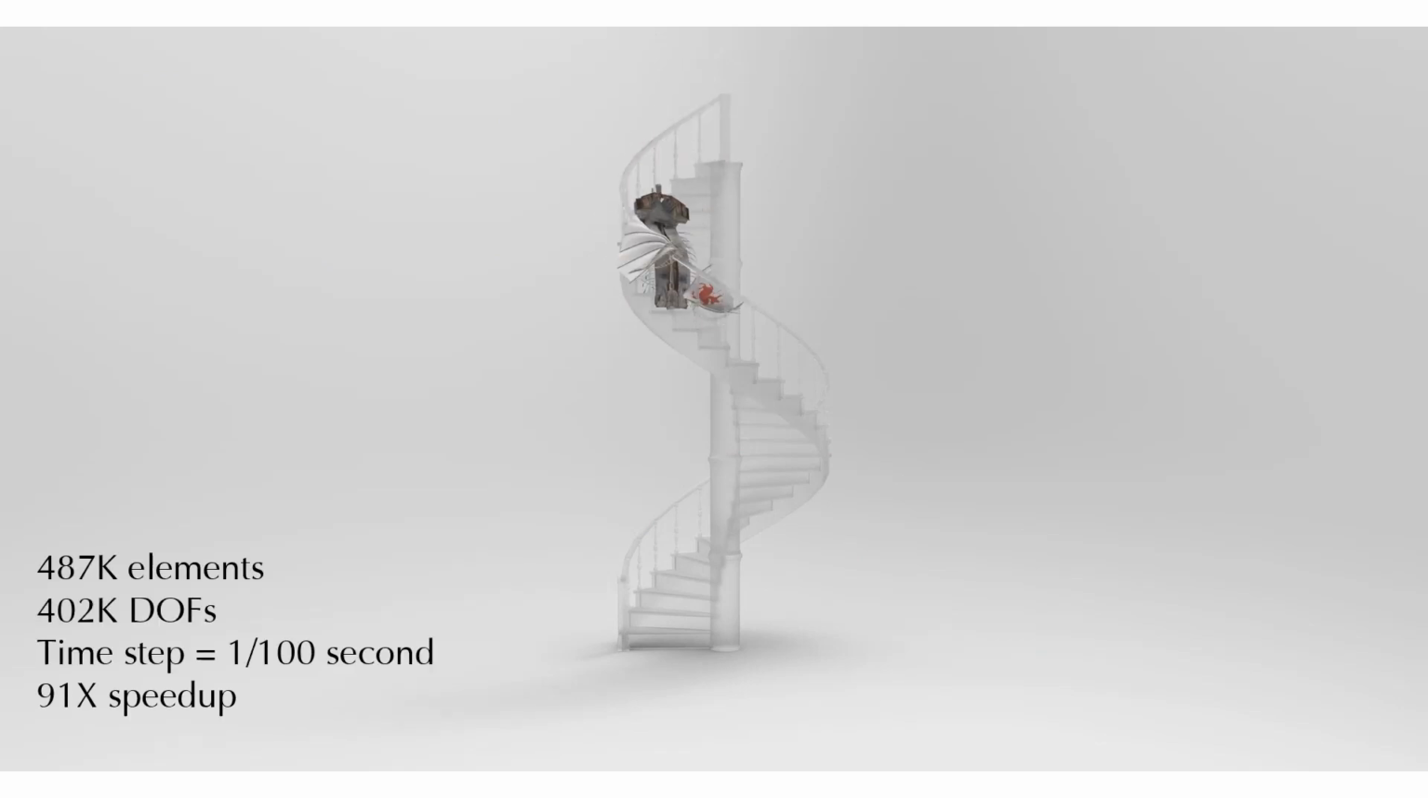For instance, this barbarian ship consists of 487,000 elements. Our method only needs 12 seconds to simulate one time step, while CPU-based Newton's method uses 20 minutes. This is over 90 times speedup.